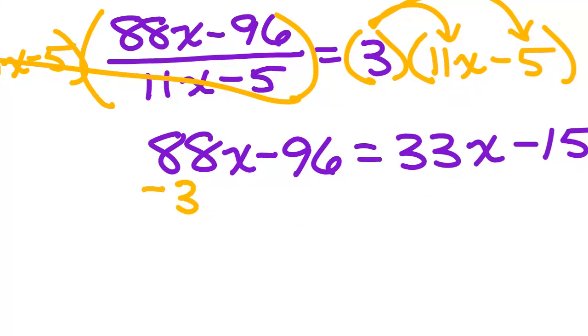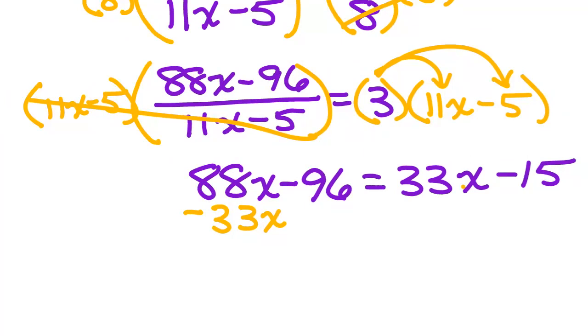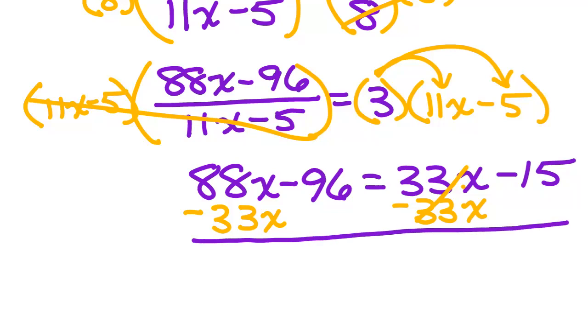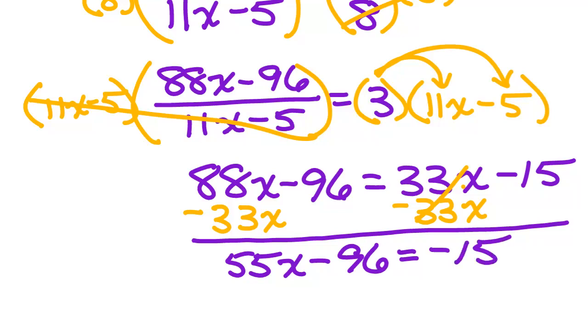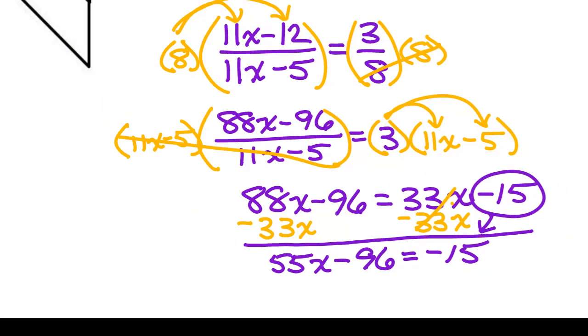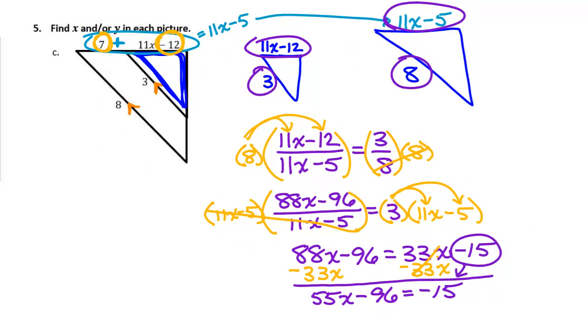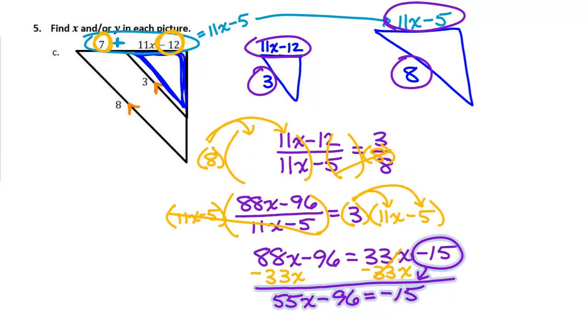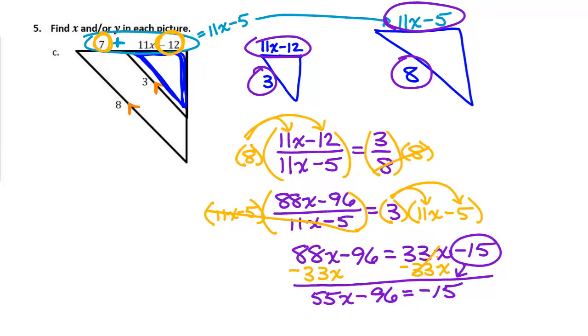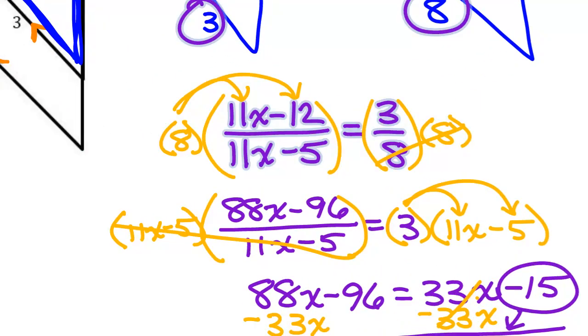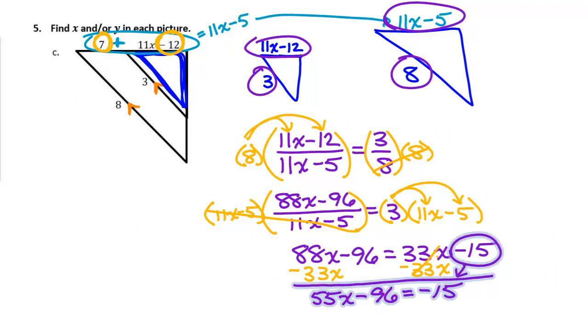Yep. Let's go ahead and get the x's together first. So I'm going to minus 33x from both sides. 88 minus 33? 55. So 55x minus 96 equals negative 15. Make sure you bring that negative down. What do I do after that? Add 96, sorry. Add 96 to both sides. How much? I'm sorry. 81.